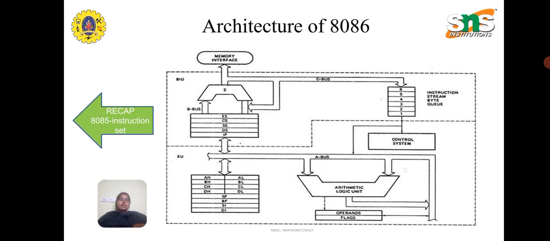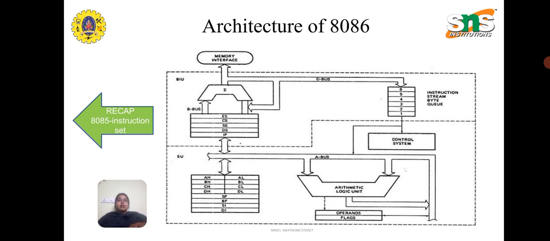And the instruction pointer is a 16-bit register. It holds the offset of the next instruction in the code segment, and IP is incremented after each instruction byte is fetched. So once the instruction from the pipeline is fetched, the instruction pointer will be incremented, and IP gets a new value whenever a branch instruction occurs.